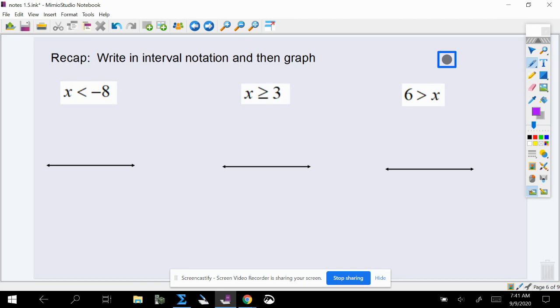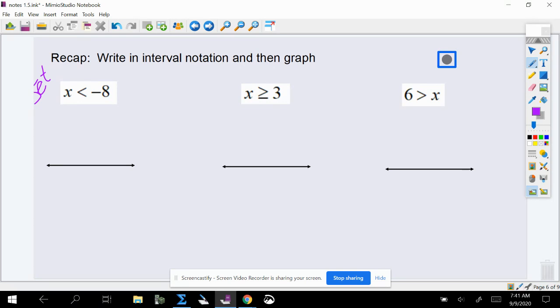So rather than doing a bunch of solving ones again, just kind of recapping how we write our answers. So when we look at the way things are written here, this is called set notation. Whenever you have the less than signs or the greater than signs or less than or equal to, greater than or equal to, I want to make sure you're comfortable writing it in interval notation. Interval notation is thinking of it as a part of a number line going from like negative infinity to positive infinity, seeing where it starts and stops. And then I want you to draw a graph.